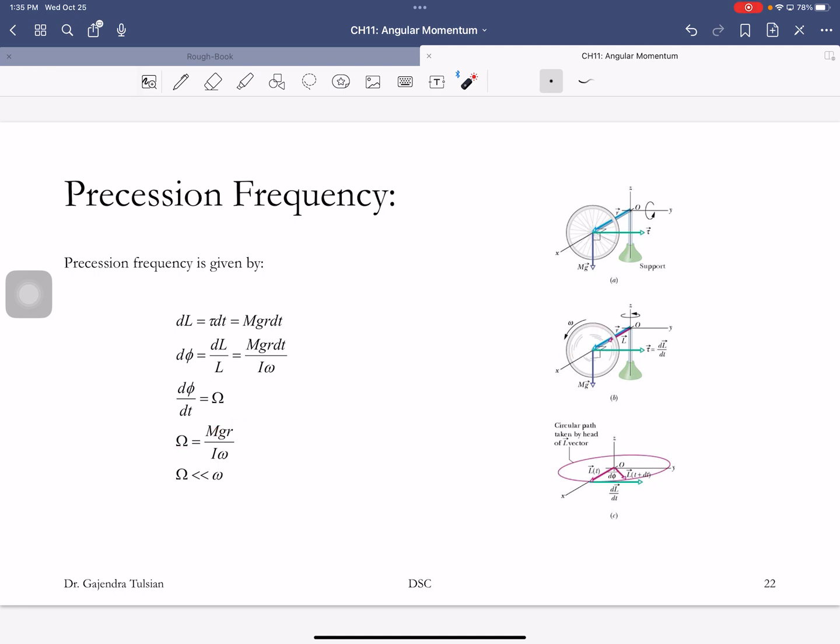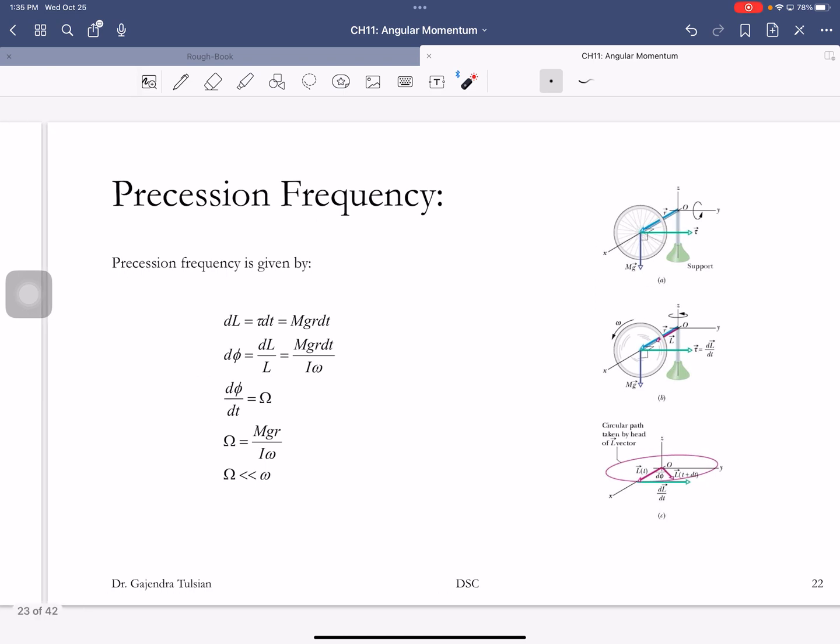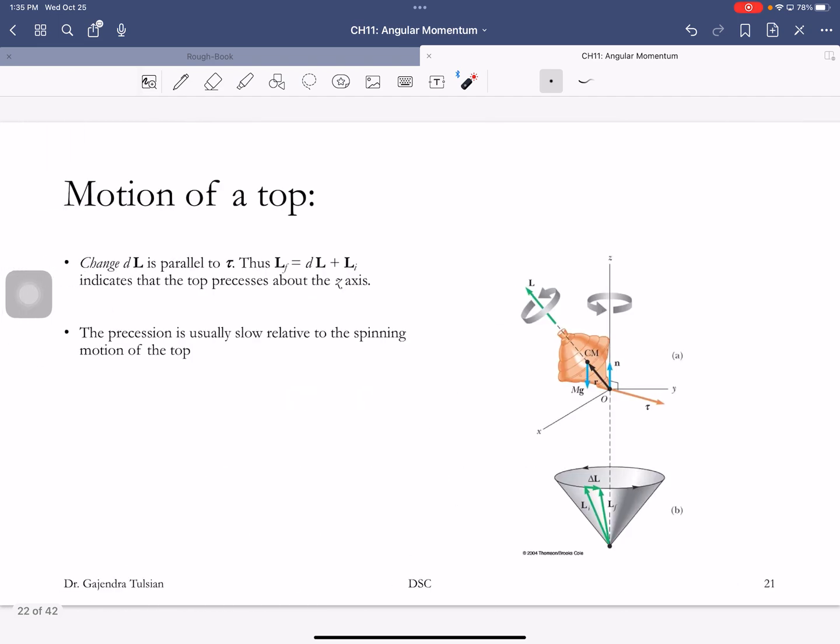So the precession frequency is given by this formula. It's mgr, where mg is the weight of the wheel and r is that distance, divided by the angular momentum, I times omega. So the precession frequency is much smaller than the angular velocity. Again, I'll show this to you in a second, but let me get through. Let's make sure we understand this, because I'll show you a very spectacular application of this.